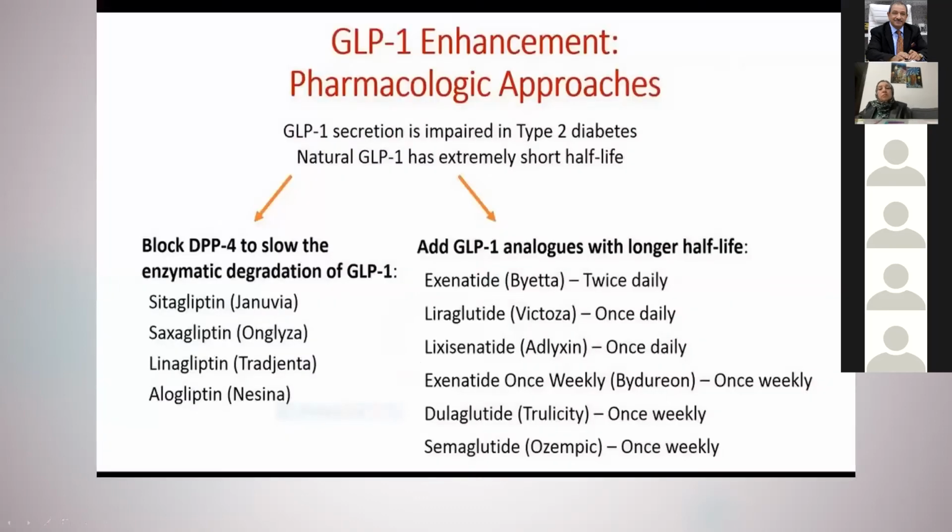Now, these are the GLP-1s. Exenatide twice daily, liraglutide once daily, lixisenatide once daily, exenatide once weekly, dulaglutide and semaglutide. And now I think there is an oral form of the GLP-1 in the market now, I think within the past one month. Next slide, please.